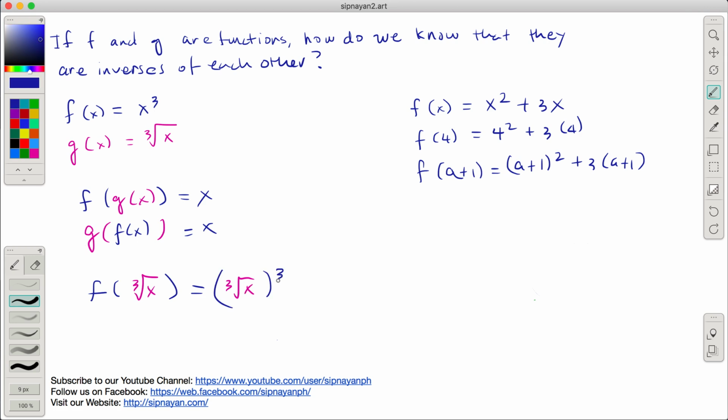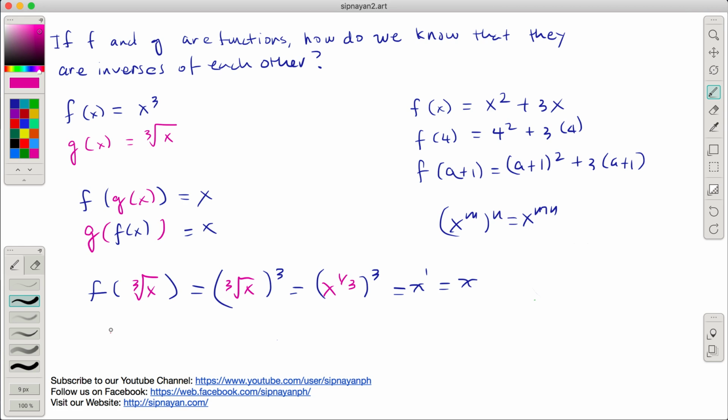Meron tayong cubed. And we know that cube root of x means x to the 1/3, di ba? Yun yung cube root, di ba? In exponent form. And then, we cubed. And from the laws of exponent, x to the m raised to n is equal to x raised to the mn. Minumultiply, di ba? So, we multiply 1/3 times 3, no? That's 3/3, or simply x raised to the 3 over 3, or simply x raised to the first power, which is equal to x. So, mukhang na-satisfy ito, yung f of g of x.